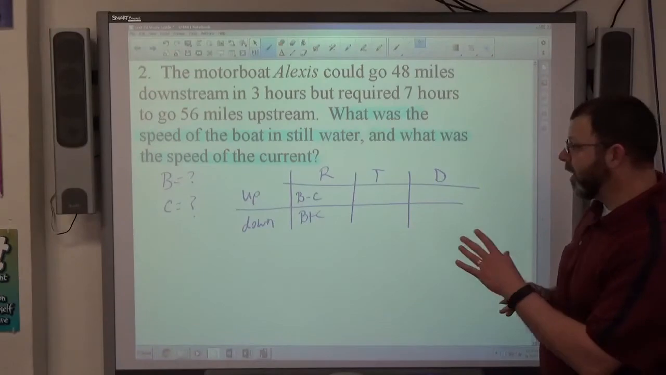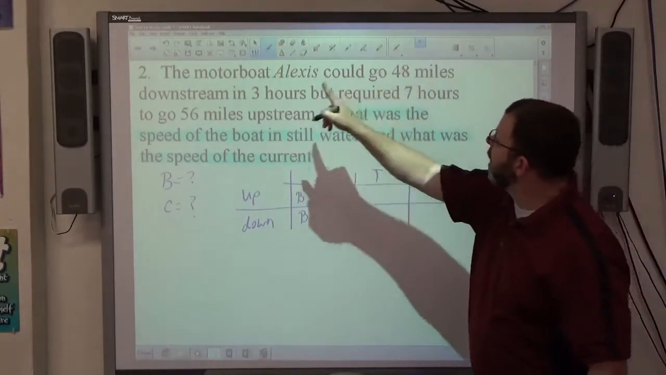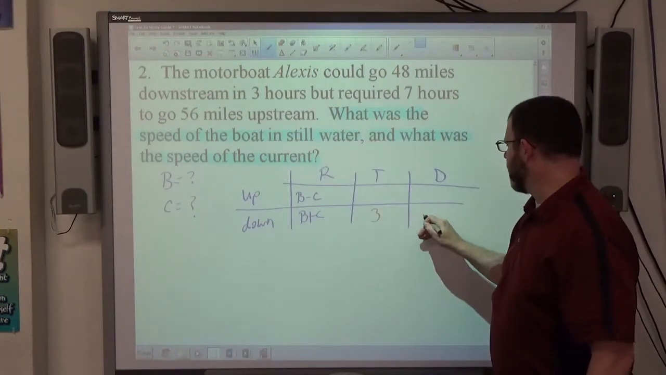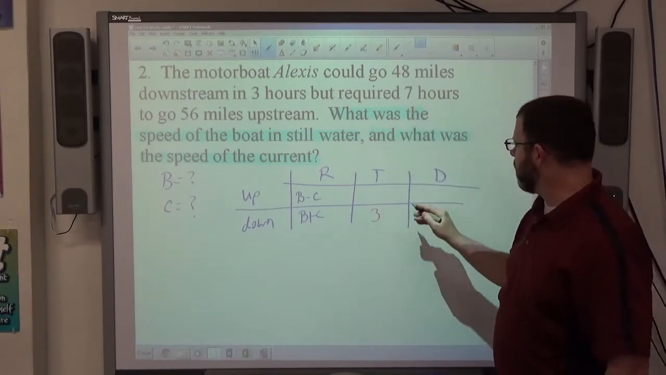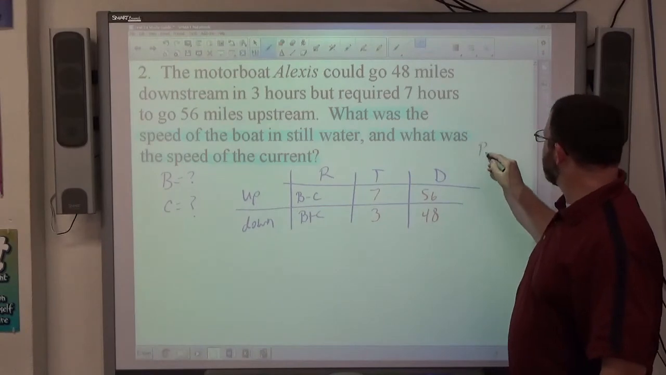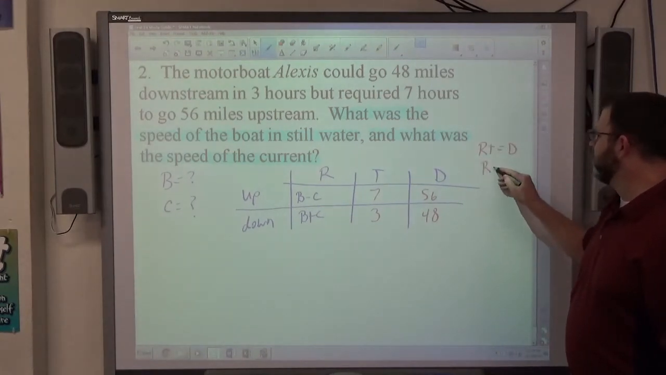Okay, if they don't tell me either of these things, they're going to tell me the times and the distances. So, downstream, 48 miles in 3 hours. So, 3 hours to go 48 miles. Upstream, 56 miles in 7 hours. So, 7 hours to go 56 miles. We know that rate times time equals distance. So, therefore, rate equals distance divided by time.